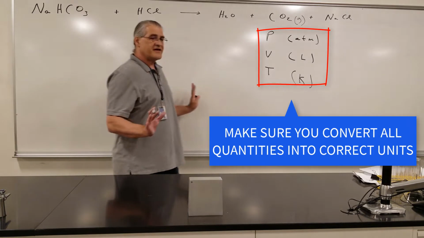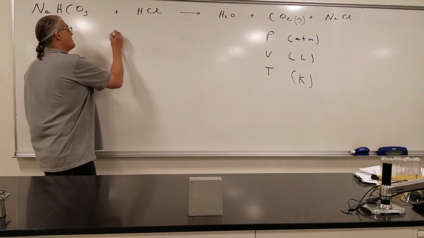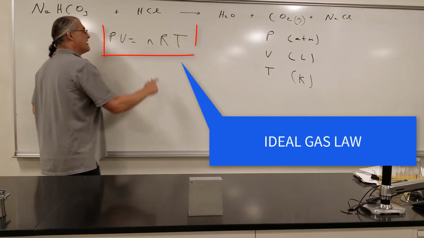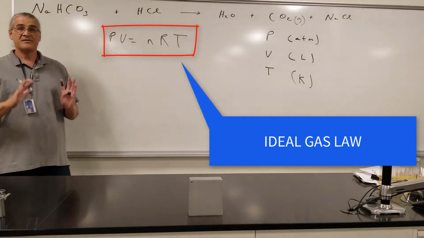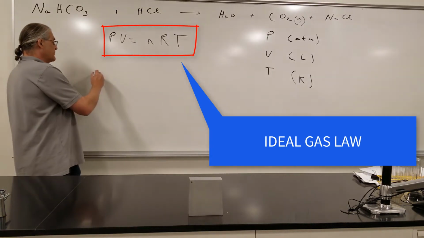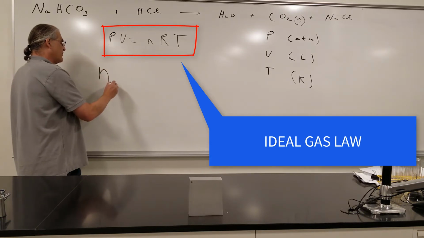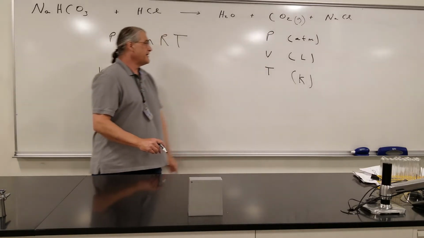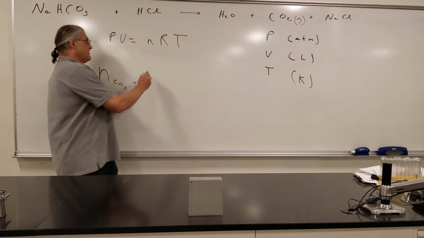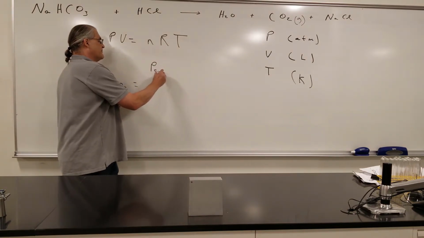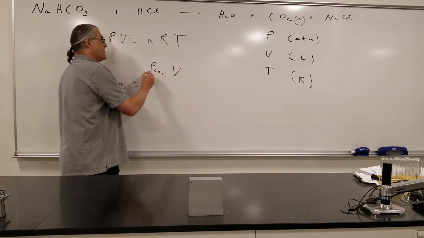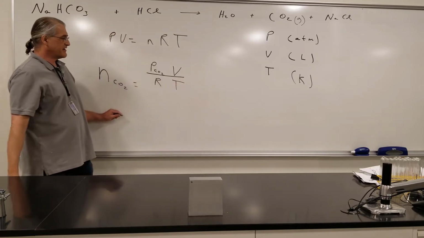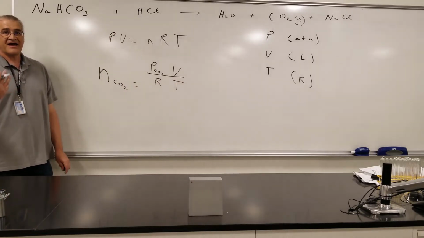And then we'll use the ideal gas law, which is PV equals nRT. N, of course, stands for moles. So if we rearrange this, we can solve it for n. The moles of CO2 that we measure, remember that's what we're measuring, would be the partial pressure of the CO2 times the volume, all over R, the gas constant, and T, the temperature in Kelvin. R here is the gas constant.